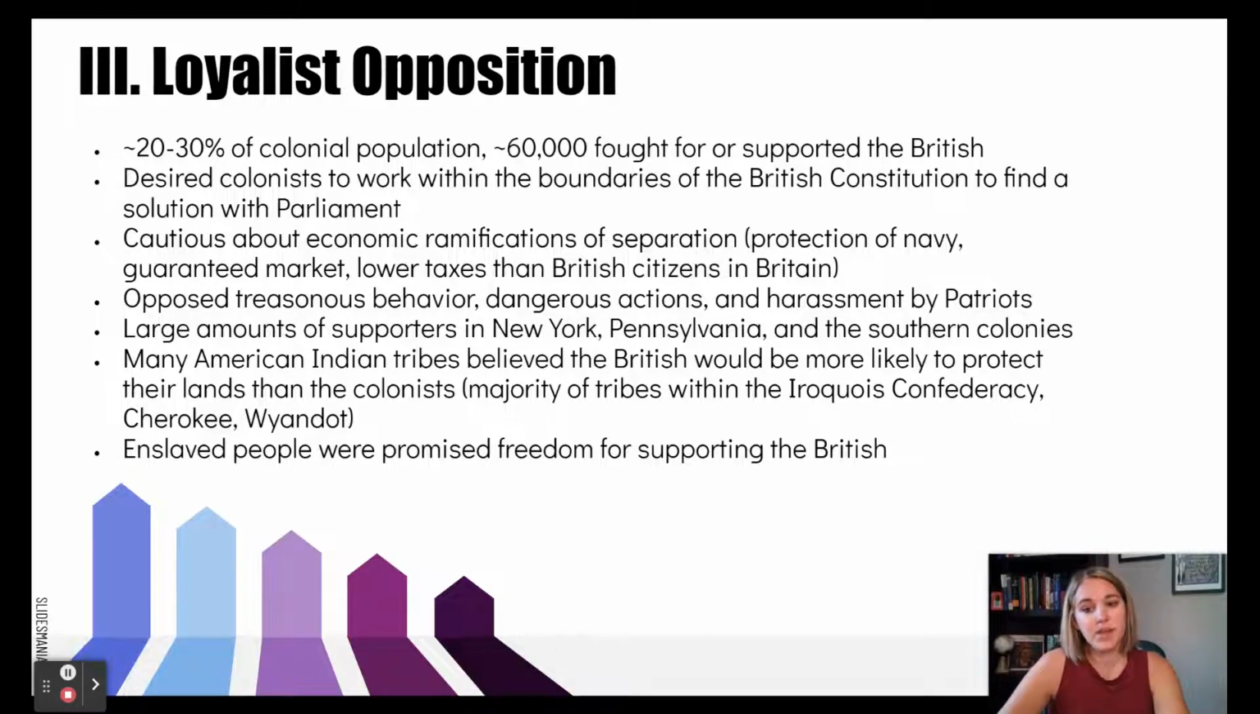When we think about the fact that American Indians were often supportive of the Loyalist cause, it is because they believed the British were more likely to protect their lands. You can think back to the Proclamation of 1763, which tried to prevent the British colonists from moving out to the West. And so many, like the Iroquois Confederacy and the Cherokee, sided and fought for the British. And as I already mentioned, enslaved persons were promised freedom for supporting the British, so many did fight alongside the British.